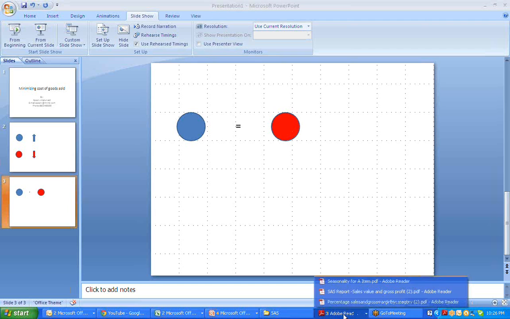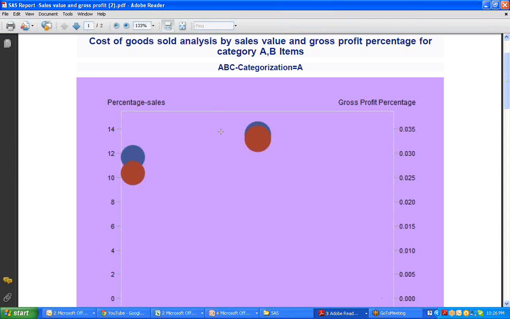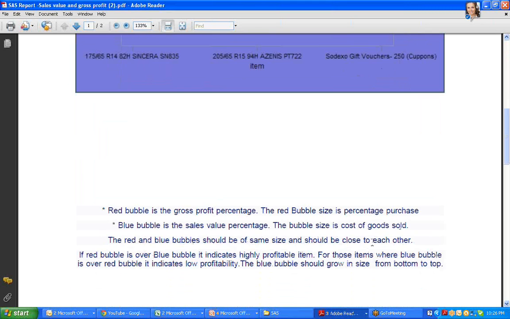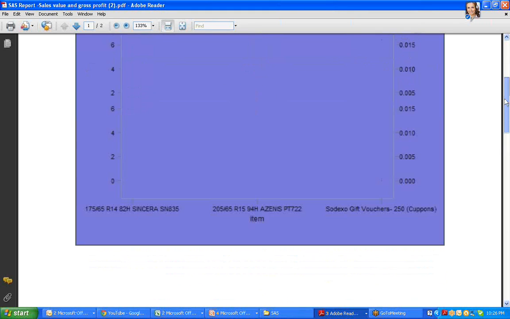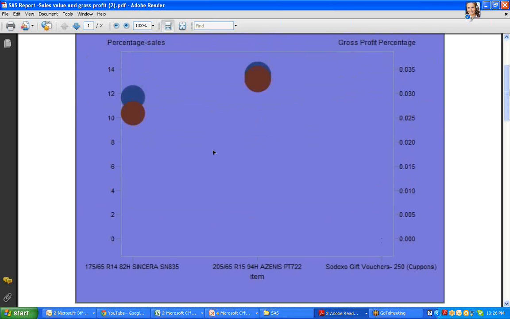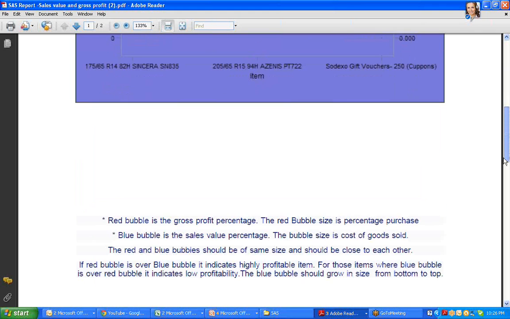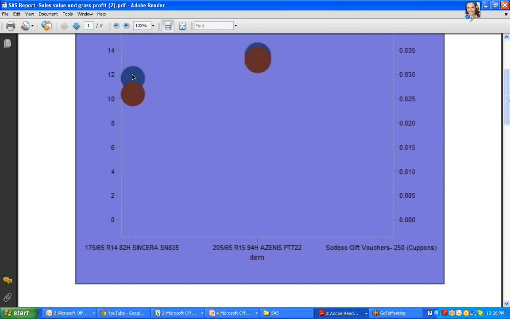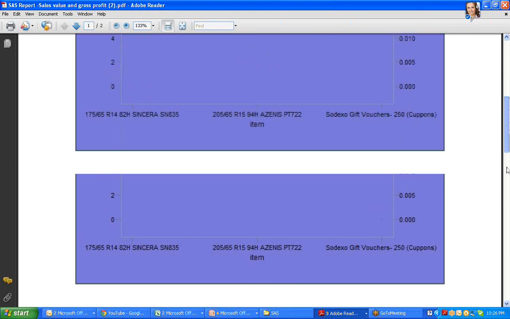Then I look into my third graph, which is looking at percentage sales by gross profit percentage. And in this case, the rule is, and again, I'll explain this: the red bubble is the gross profit percentage, and the size indicates the percentage purchase. That means this is your gross profit and percentage purchase, and the blue bubble is the sales value percentage, and the size is the cost of goods sold. So basically what we have inferred is that all these bubbles should be very close to each other, right? Then it is fine.